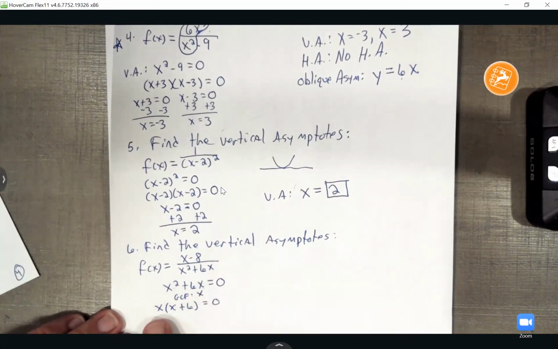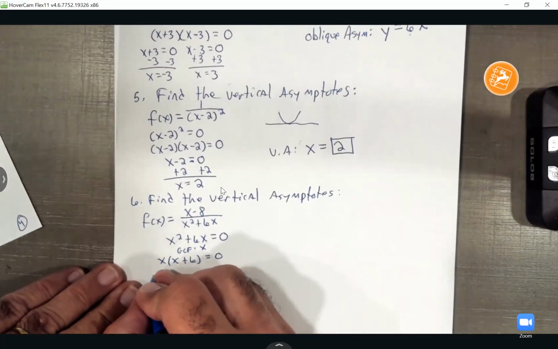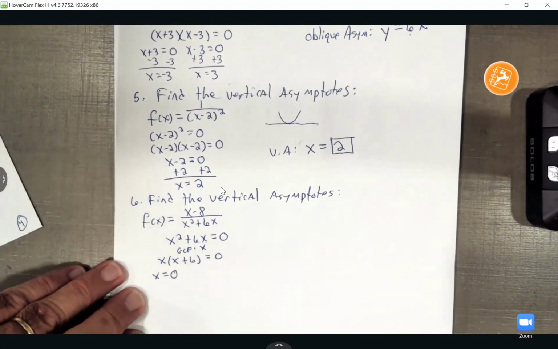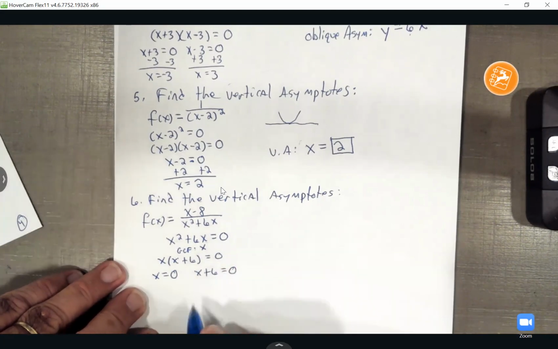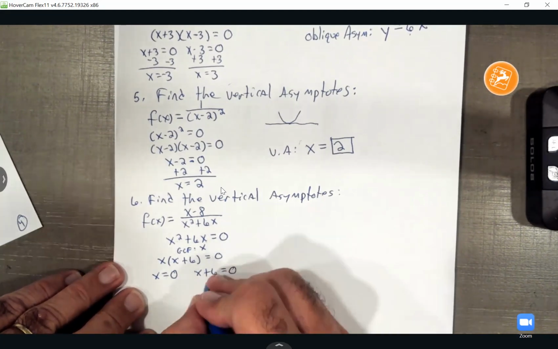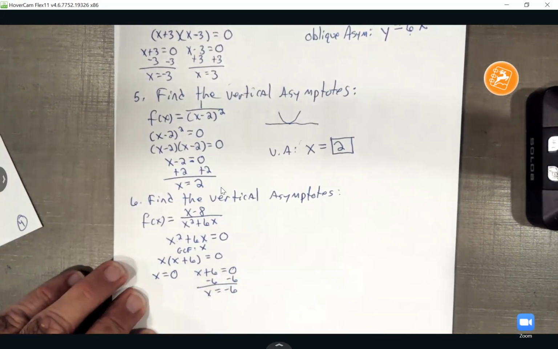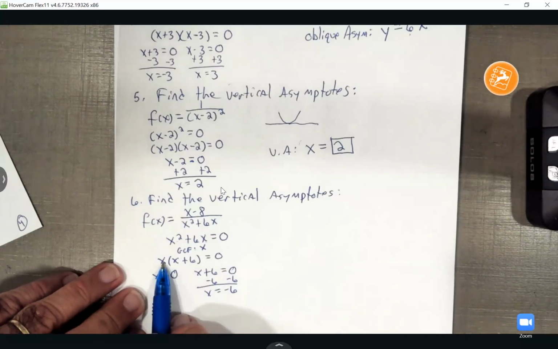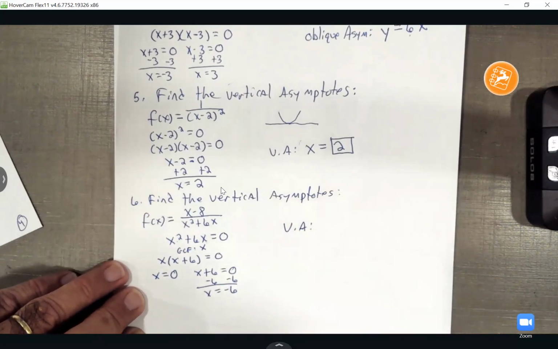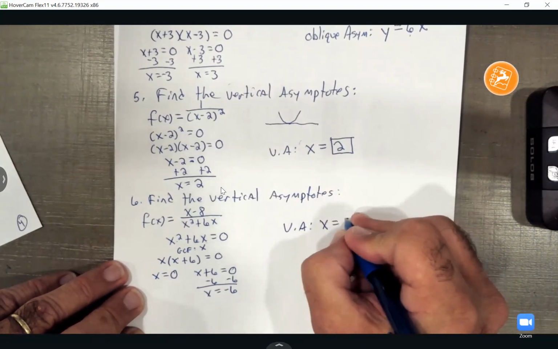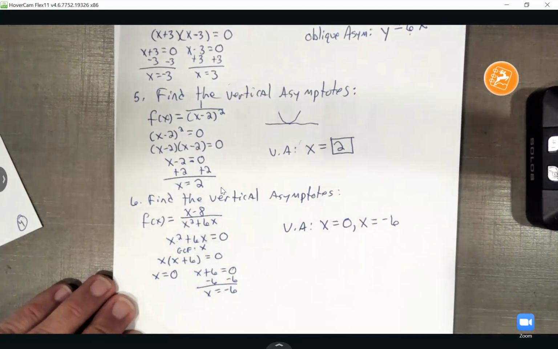And remember, anytime you factor out that variable as a GCF, when you set it equal to 0, it's always going to equal 0. And then the second one, when I set it equal to 0, I actually got to do some work to this one by subtracting my 6. So I get a -6. So when you do these, if you get a GCF that is a variable, then y'all better have x equals 0 as one of them asymptotes. And then the second one would be what? X equals -6.